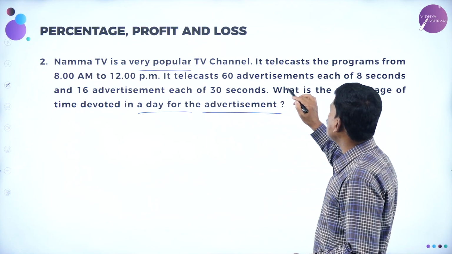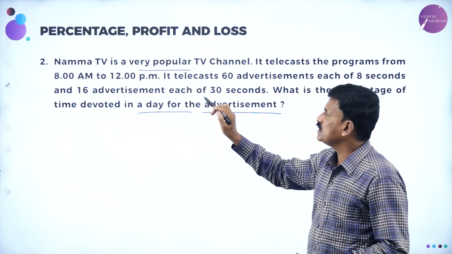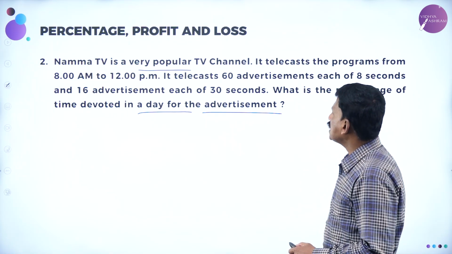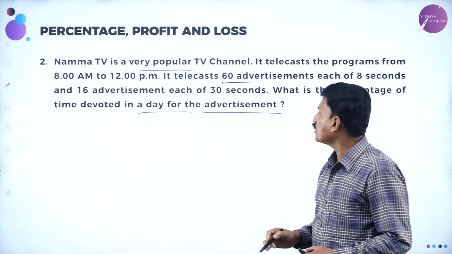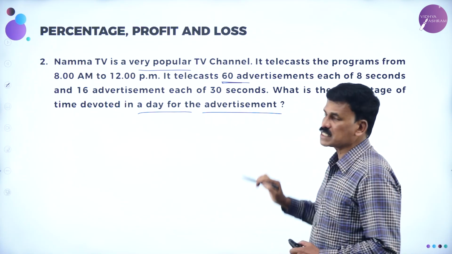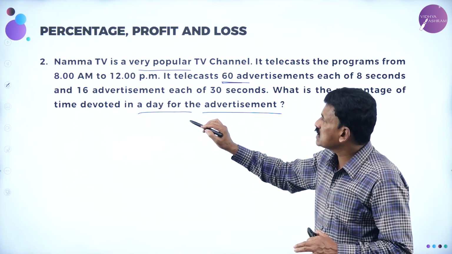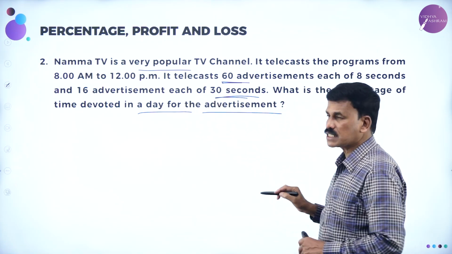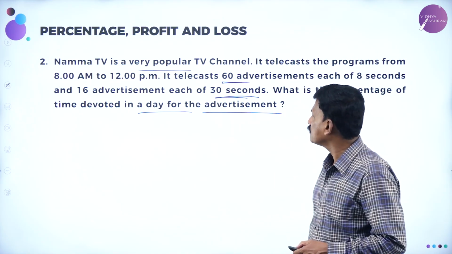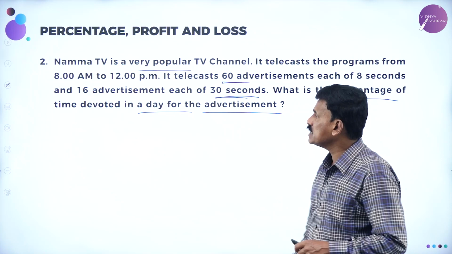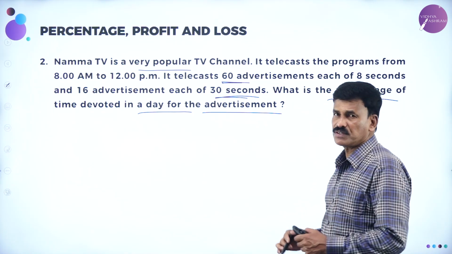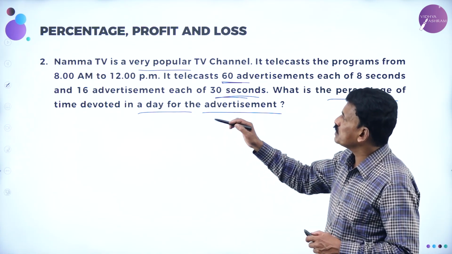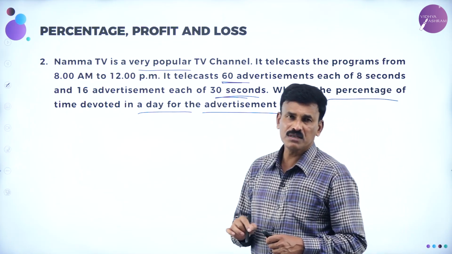Namma TV is a popular TV channel. It telecasts the program from morning 8 AM to 12 PM, that is, morning 8 to night 12. So it telecasts 60 advertisements each of 8 seconds and 16 advertisements each of 30 seconds. If such is the case, what is the percentage of time devoted in a day for the advertisement? So for the advertisement, what is the time they are going to consume from morning 8 AM to 12 PM? Very important problem.